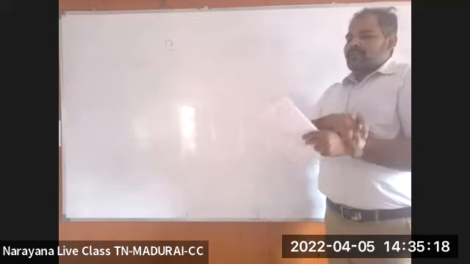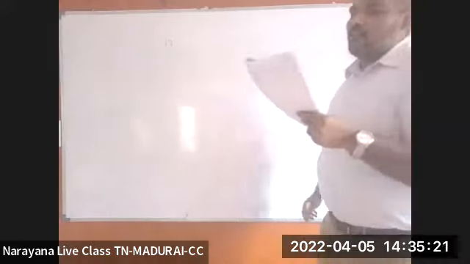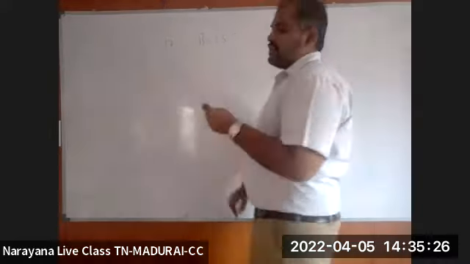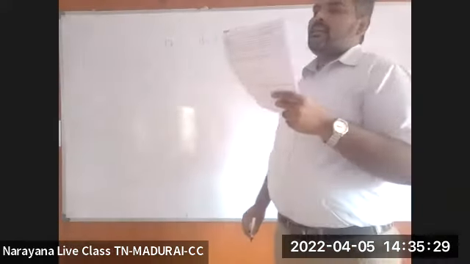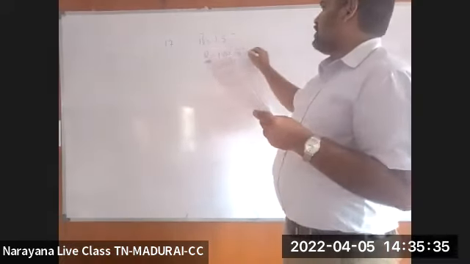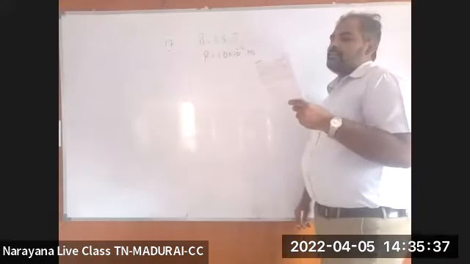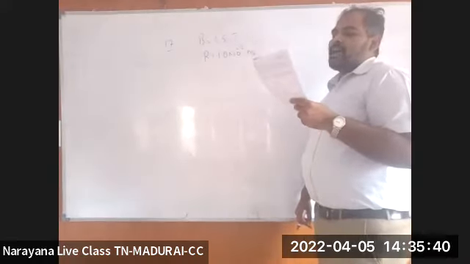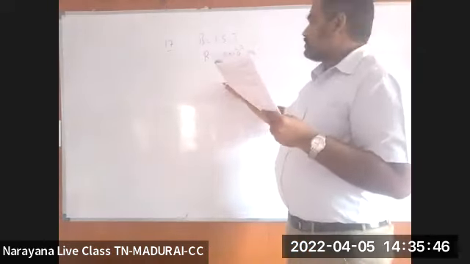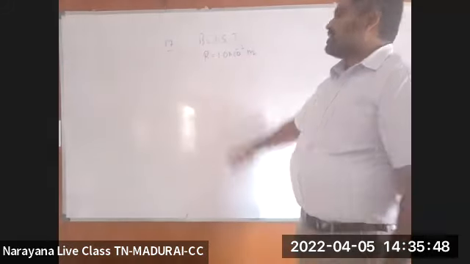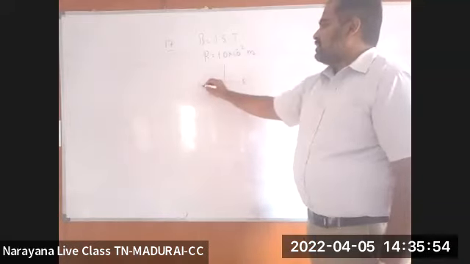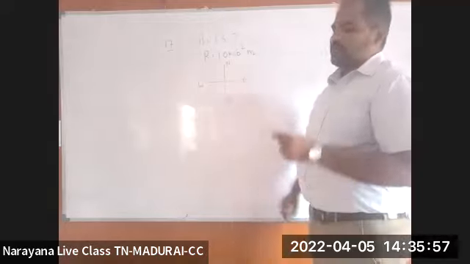See, question number 17. A uniform magnetic field of B equal to 1.5 Tesla exists in a cylindrical region of radius 10 centimeter, means 10 into 10 power minus 2 meter. Its direction is parallel to the axis along east to west. Assume this board is the surface of the Earth. How many directions are there? East, west, this is north and south.